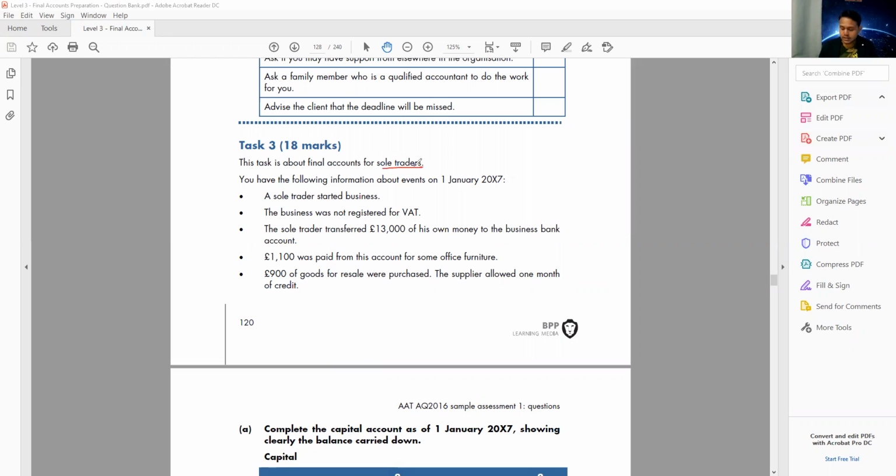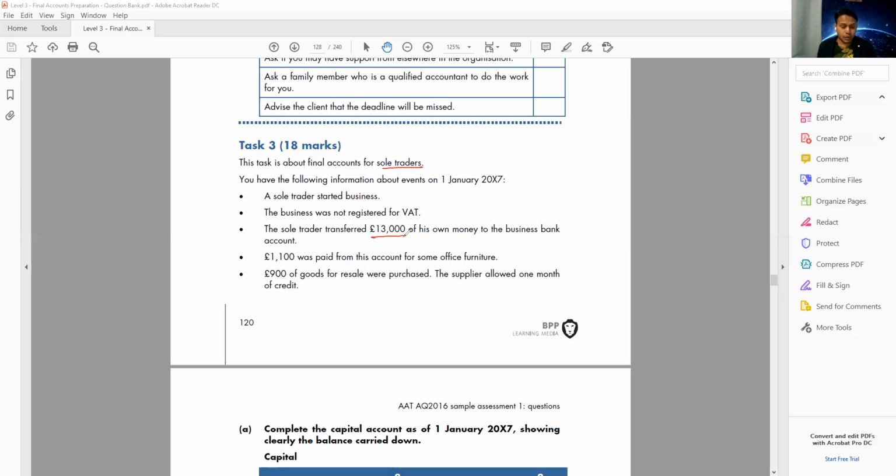A sole trader started a business. The business was not registered for VAT. The sole trader transferred 13,000 of his own money to the business bank account. What does that mean? If any person introduces money from his personal account to the business account, what does that mean? This is our capital. If any sole trader or anyone introduces his personal money to the business account, this is the capital.